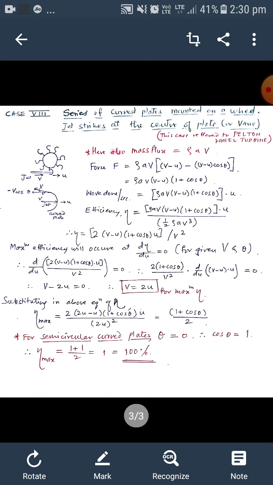Okay, so this is the theory behind how impact of jet, this concept can be used to find out the efficiency of a particular runner of a turbine.